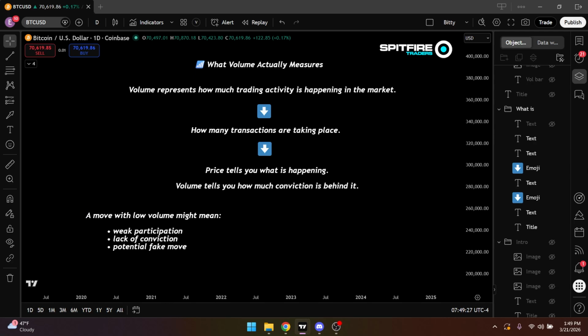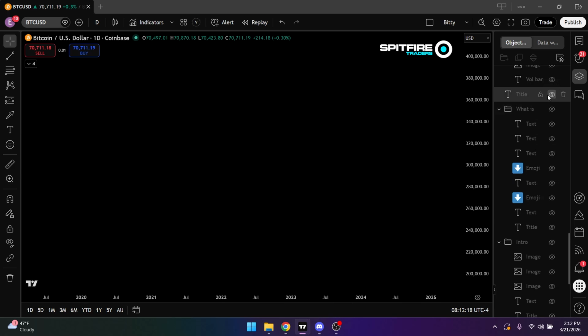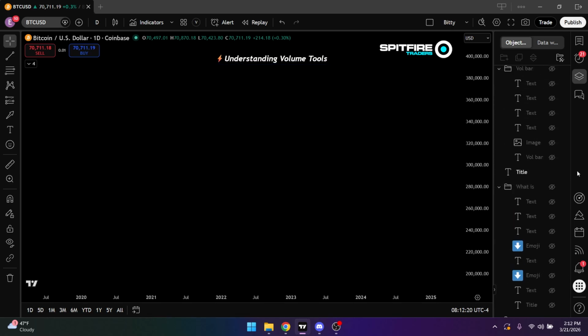For example, a price move with low volume might mean weak participation, lack of conviction, and potential fake move, while a move on strong high volume usually means strong participation, real interest, and higher probability of continuation. So, volume helps us understand whether a move is supported or not. There are different ways to use volume in trading, and each tool gives you a different type of information. Let's break down the three most important ones.